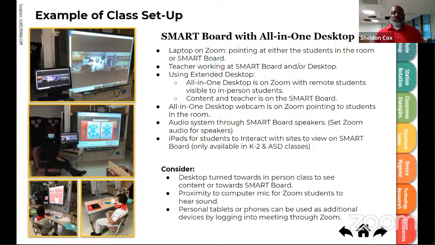I can share my screen. So the teacher can work at the smart board or interactive flat panel with the all-in-one computer. The webcam is pointing at either myself or the classroom, so people can see me moving around the classroom.